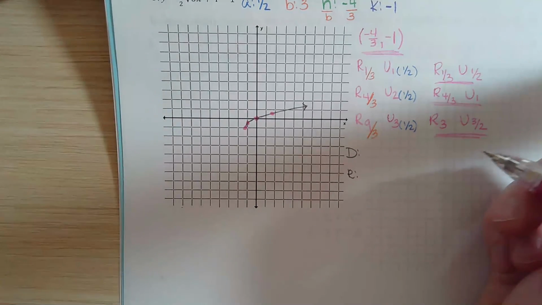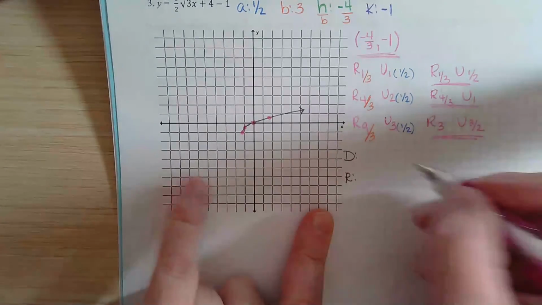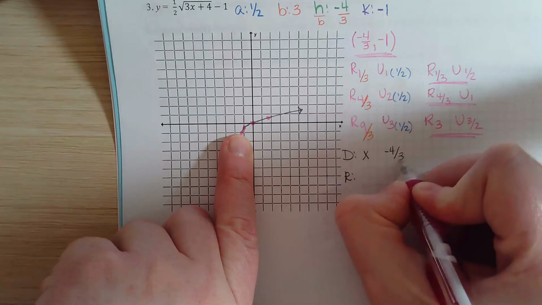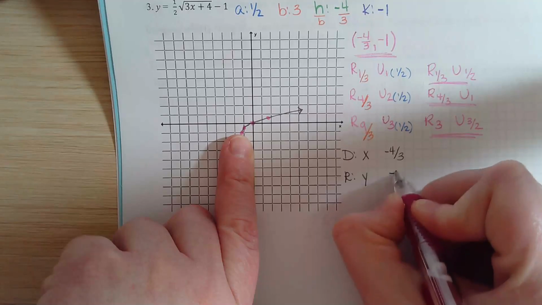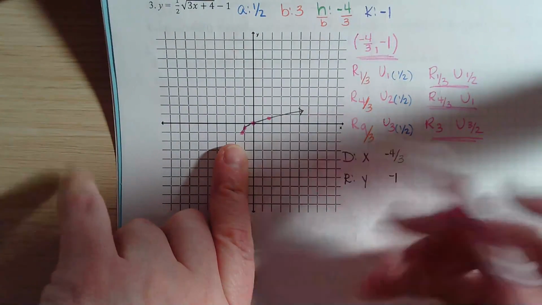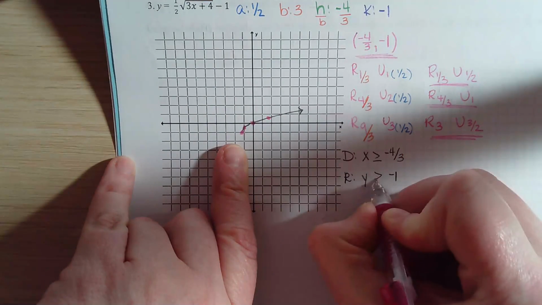Do not always assume it's going to be greater than or equal to. Always pay attention to what you're graphing. Domain is my x values with the -4/3. Range is my y values with this -1, which is my k value. So here at x, all my x's are getting bigger, so it's going to be greater than or equal to. And at my y's, they're getting bigger as well, greater than or equal to.